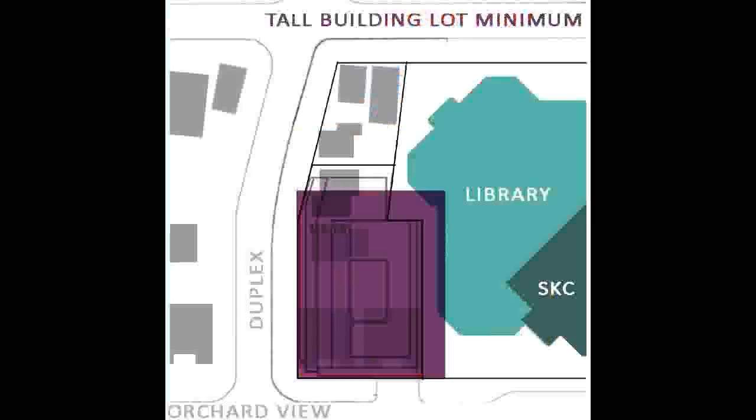The purple block here shown is the minimum size of site that the current tall building guidelines in the downtown say are necessary before a tall building tower may be considered. You'll notice it is wider than the site, and that is to ensure in a corner site such as this that there are the setbacks from Duplex and again the setbacks from the adjacent property.